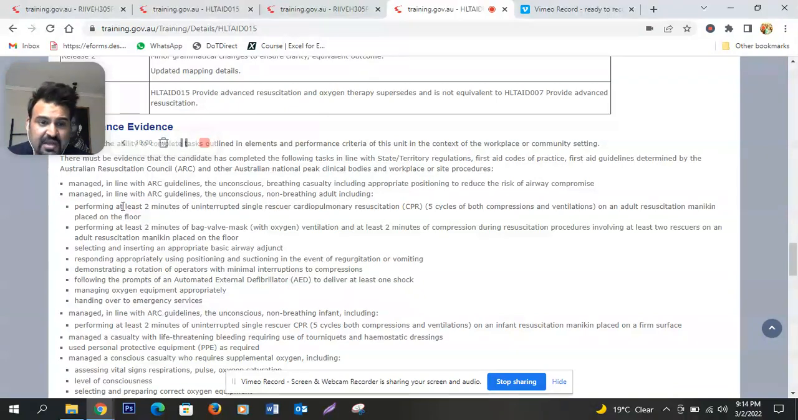So say, for example, you have got: manage, in line with ARC guidelines, unconscious breathing casualty, including appropriate positioning to reduce the risk of airway compromise. Now, that's something they are saying as point number one. It's up to you when you want to assess that, and how you think you're going to write the practical. If that comes as the last point, I'm not bothered. You can just write it last, whatever suits you.